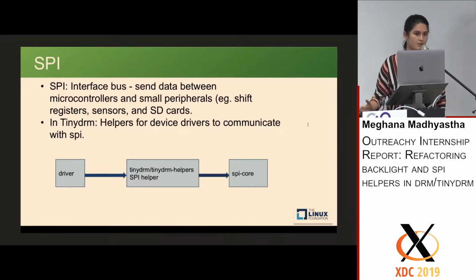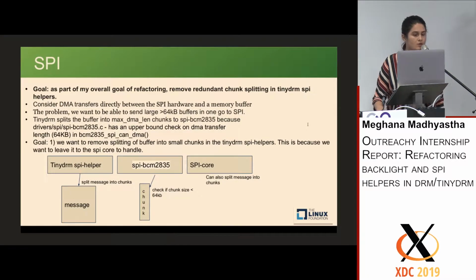So the second thing I worked on is some of the helpers for SPI. SPI is an interface bus to send data between microcontrollers and small peripherals. And in tinydrm, there were helpers for device drivers to communicate with the SPI core. So the goal for SPI kind of fits in my overall goal of refactoring.